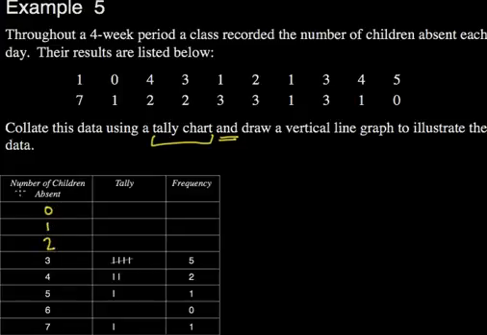So the number of children absent, 0. How many zeros would there be? There is 1, 2, and it's always good to cross them off when you're doing it so you don't miss any out. And then the frequency is just that as a number.